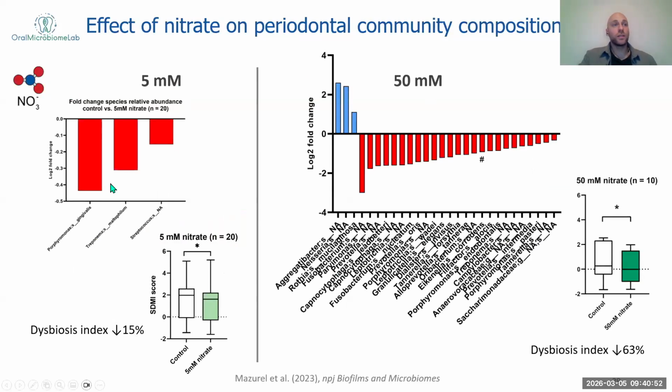And here we looked at the bacterial composition. The low nitrate concentration decreased Porphyromonas gingivalis and a disease-associated Treponema species. And overall, there was a small but significant decrease in the dysbiosis index. When using the higher nitrate concentration, several periodontitis-associated species decreased, including Porphyromonas species, Tannerella, Fusobacterium, and there was an increase of Rothia, Neisseria, and an unclassified Aggregatibacter species. And overall, there was a decrease of 63% in the dysbiosis index, which was significant.